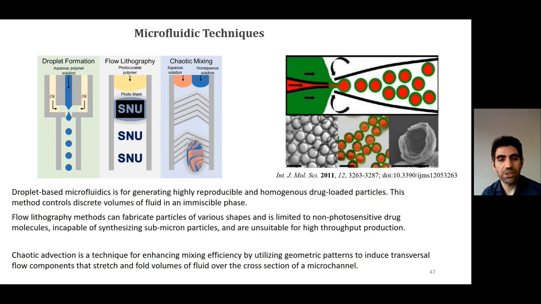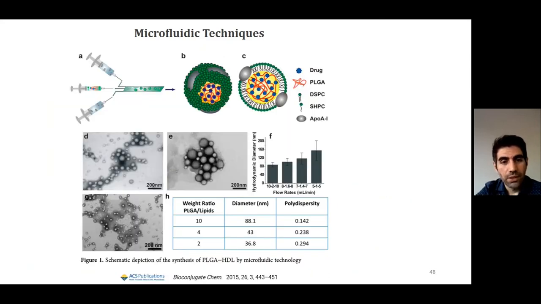In chaotic mixing, we use different geometry patterns to provide the desired mixing for our nanoparticles. Sometimes it is a very vital parameter for us to produce very homogeneous nanoparticles. Here, chaotic mixing provides that opportunity for us. Here, there is a drug delivery system that is produced using this technique.